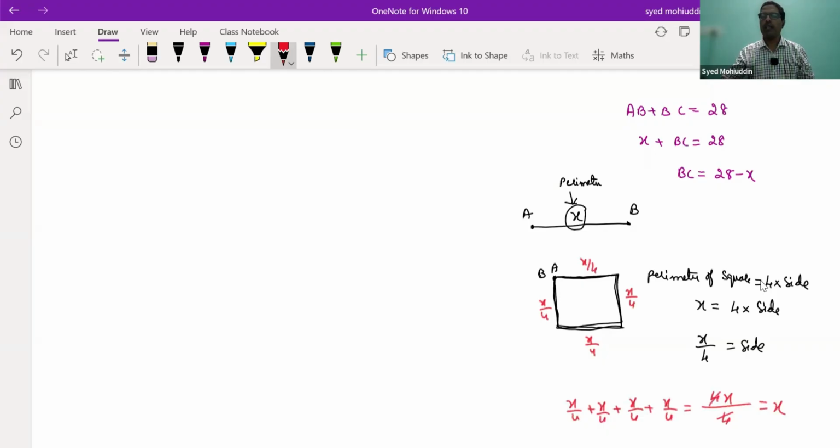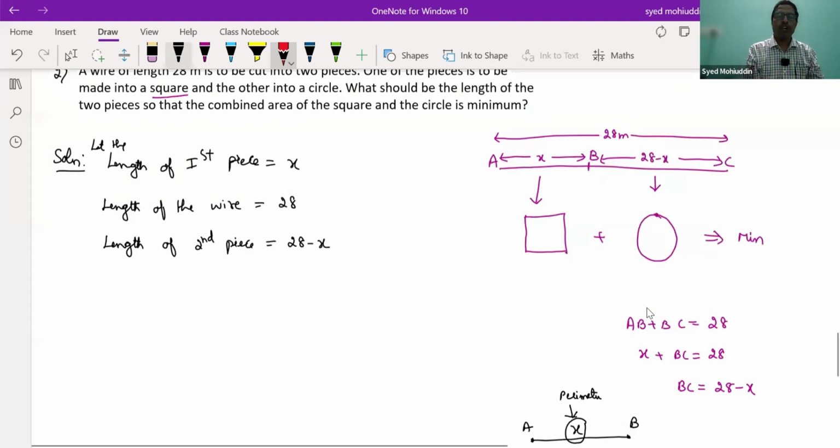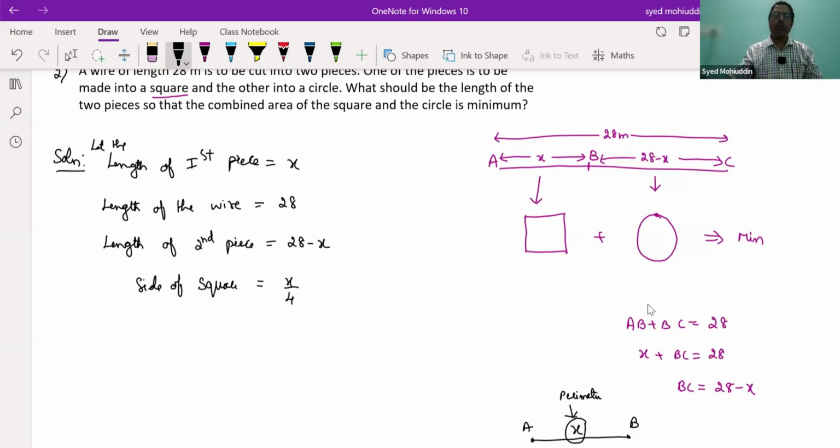So we have got this side to be equal to x by 4. Therefore, you can write down the side of the square. The side of the square will be nothing but x by 4. If the side of the square is obtained, then you can find out the area, because he is talking about the area of the squares.